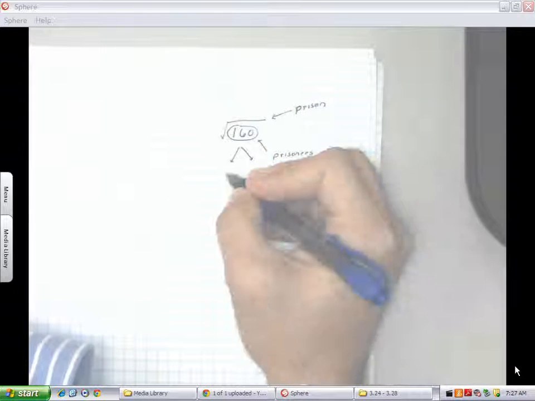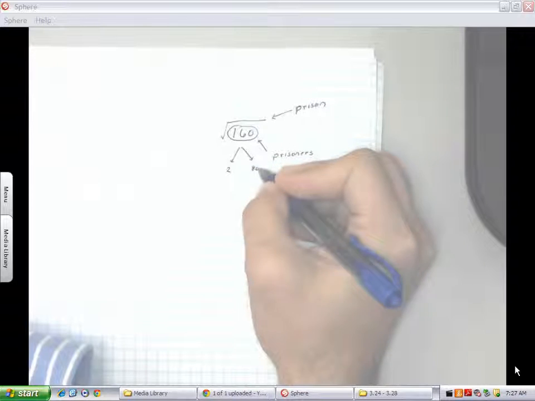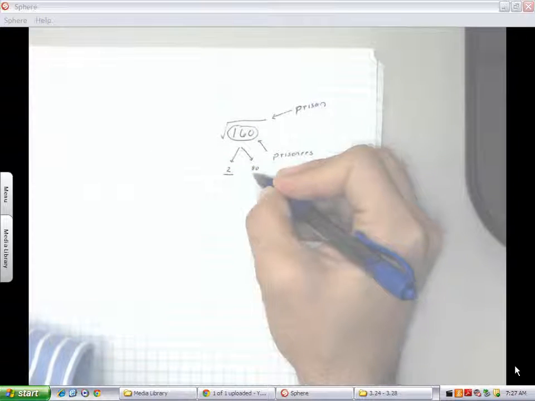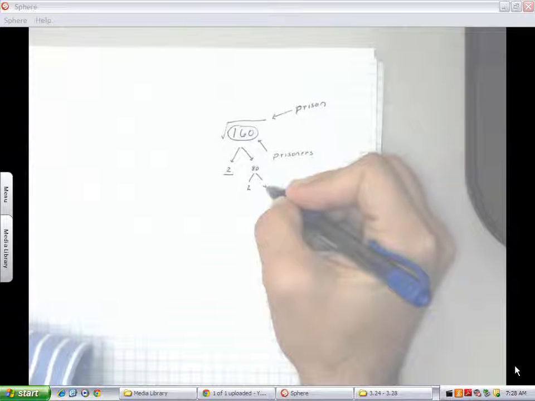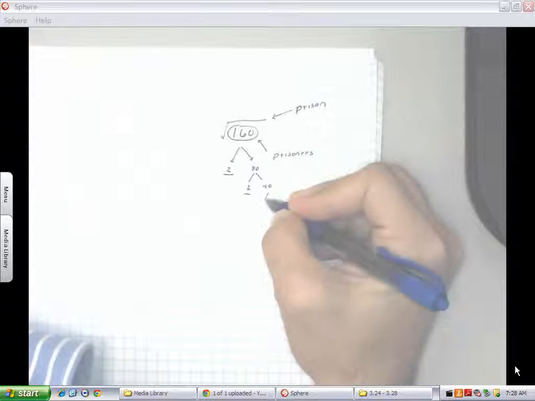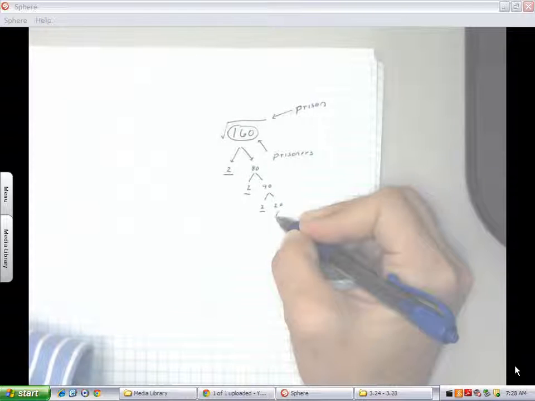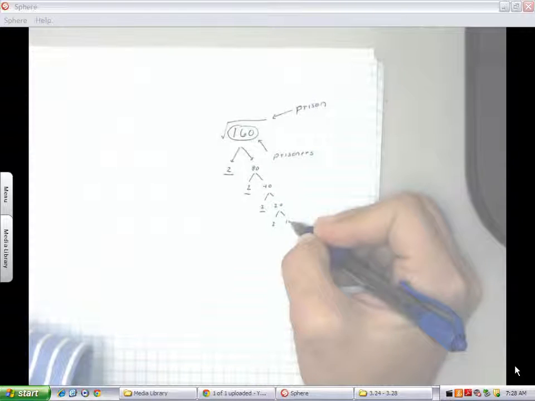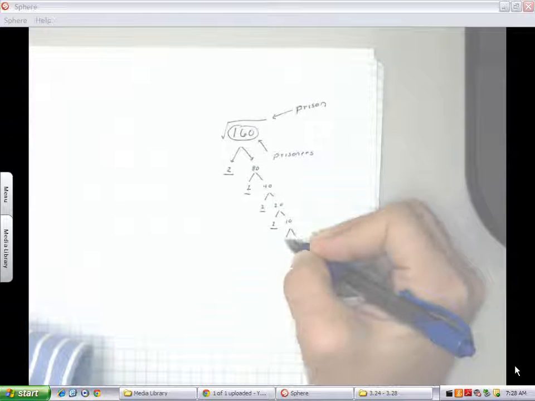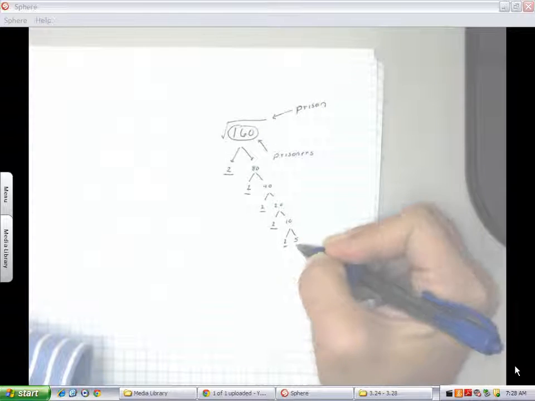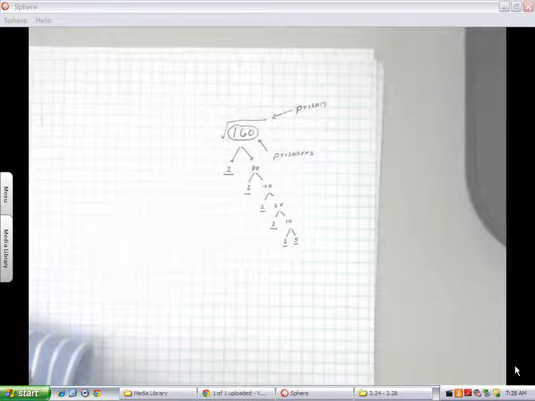For example, 2 and 80. 2 is prime, 80 is not. 2 and 40. 2 is prime, 40 is not. 2 and 20. 2 is prime. 2 and 10. Again, 2 is prime. And then 2 and 5, and 2 and 5 are both prime. So really, the individual prisoners that make up 160 are 1, 2, 3, 4, 5 2s and a 5.